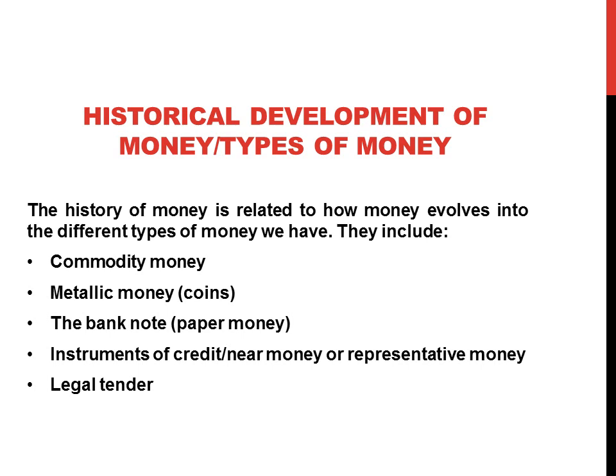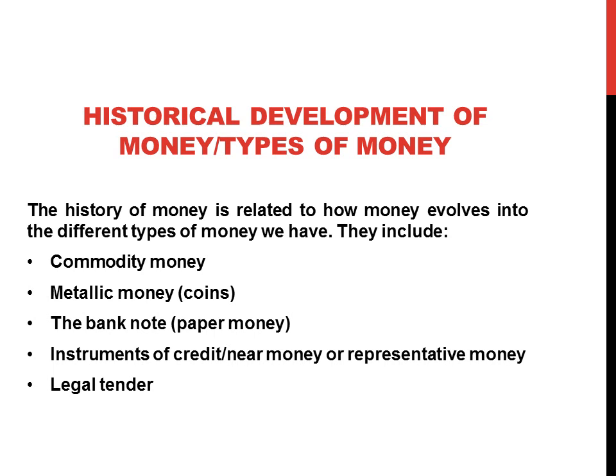Number 5. Legal tender. Legal tender refers to money that is backed up by the law of a country. For example, naira and kobo represent legal tender in Nigeria.